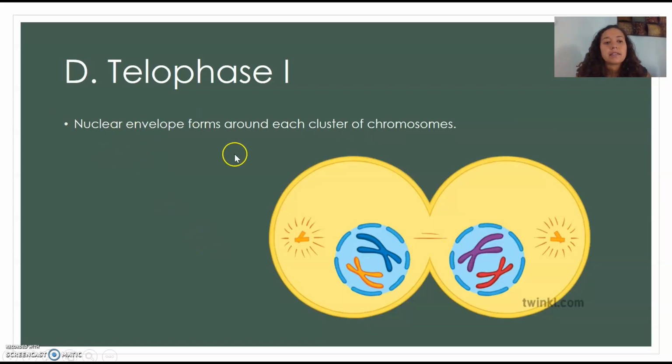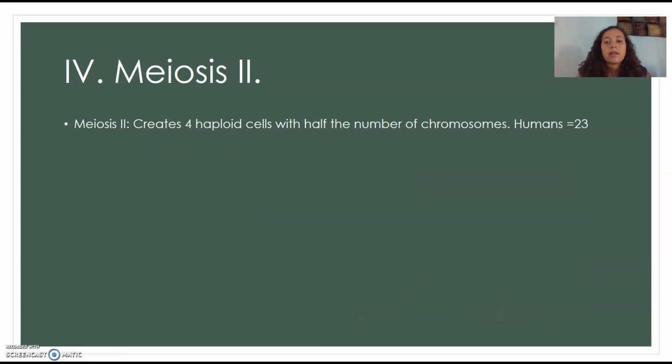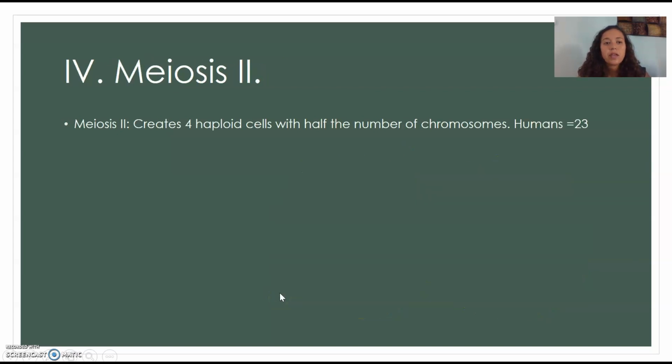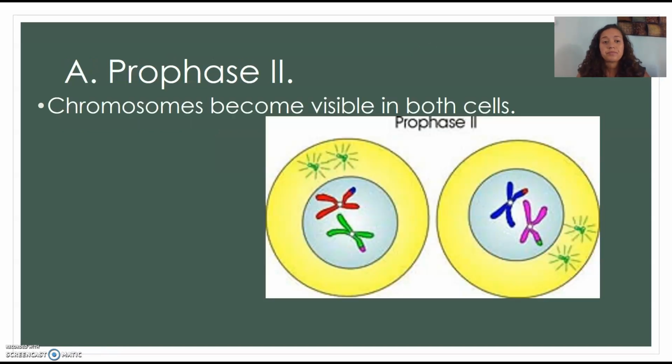Telophase 1 is exactly the same. A nuclear envelope is going to form around each cluster of chromosomes. And then meiosis 2, I forgot, I don't have cytokinesis, but cytokinesis would be on here. And cytokinesis essentially would be, now you have 2 cells. Okay, so meiosis 2, we're going to go from those 2 cells now to 4. And they will have 23 chromosomes, a little bit from both parents.